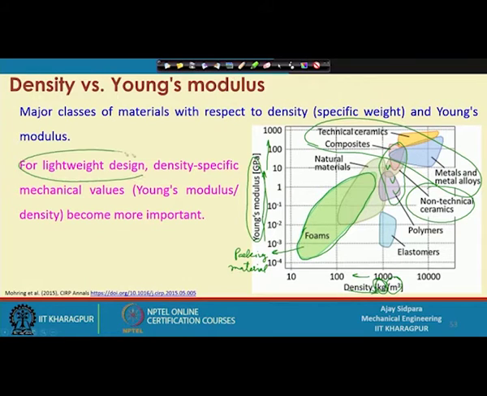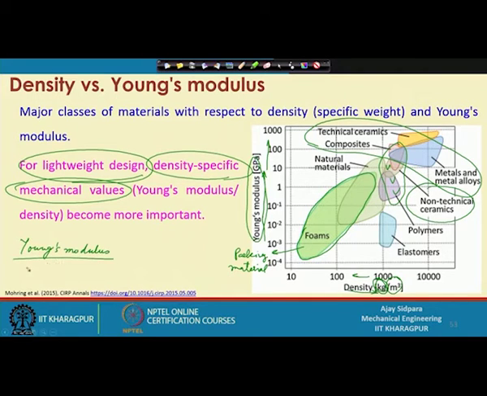So, when you are talking about lightweight design, we need a density specific mechanical value, that is, Young's modulus divided by density. That is called the density specific value, and it becomes more important because we do not want the machine to be very heavy, and sometimes if you go in this particular direction you have to go with higher density also, but we do not want to do that.